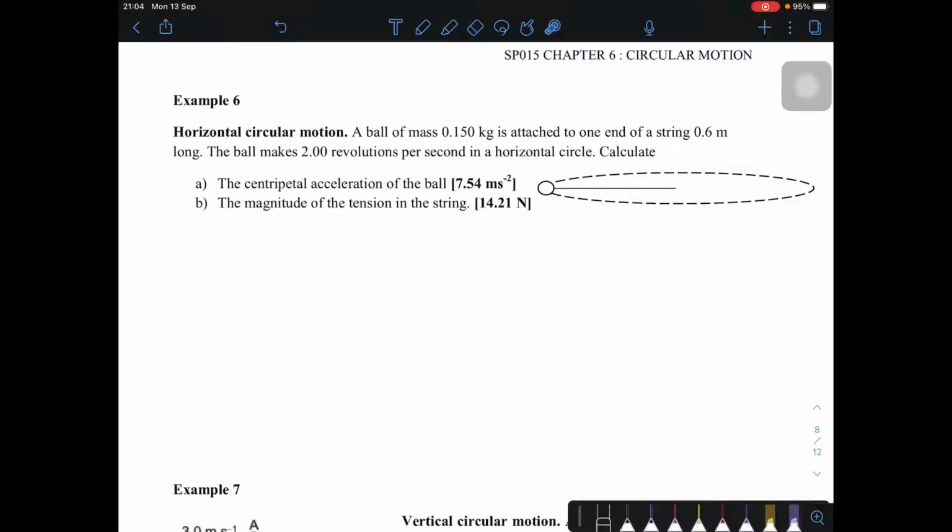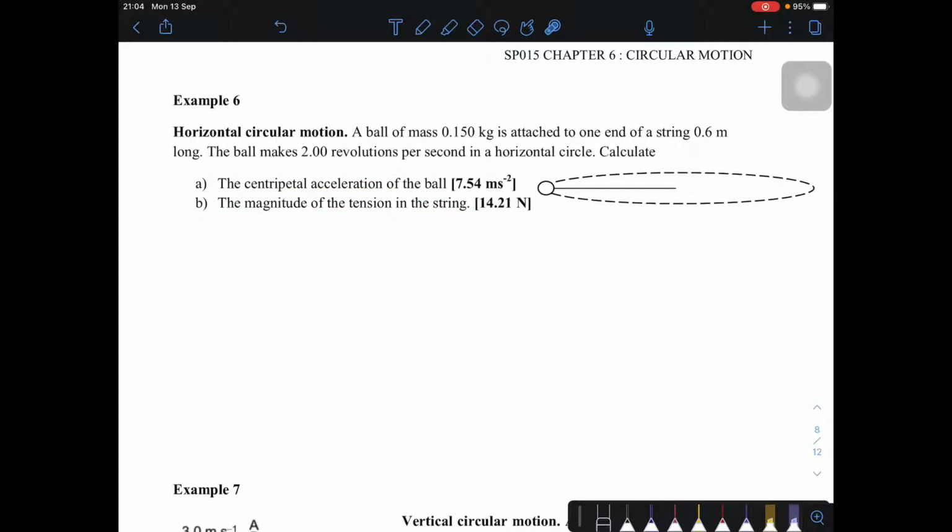Okay, now let's look at example 6. A ball of mass 0.15 kg is attached to one end of a string 0.6 meter long. The ball makes 2 revolutions per second in a horizontal circle. Calculate the centripetal acceleration of the ball and the magnitude of the tension in the string.